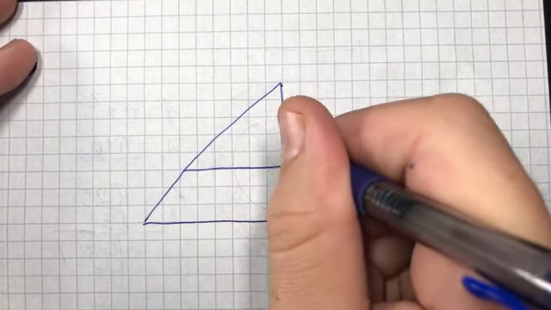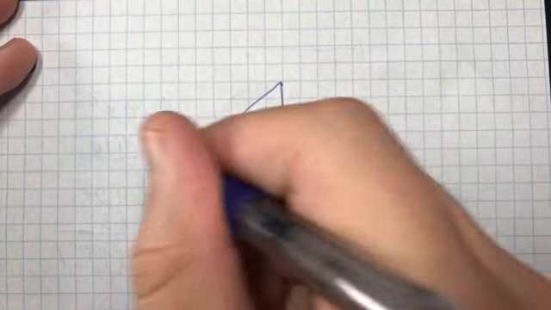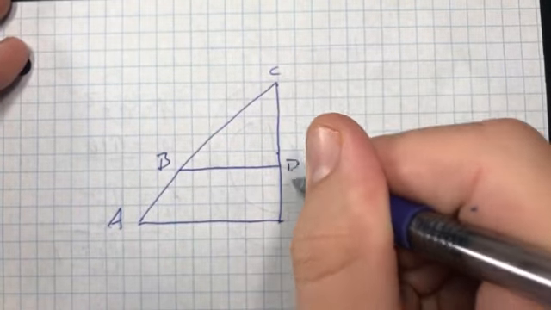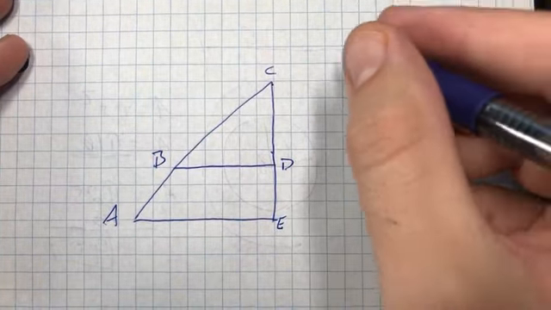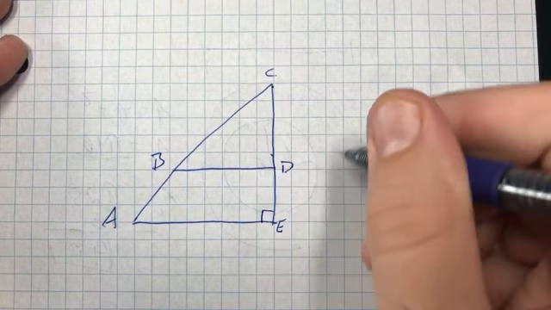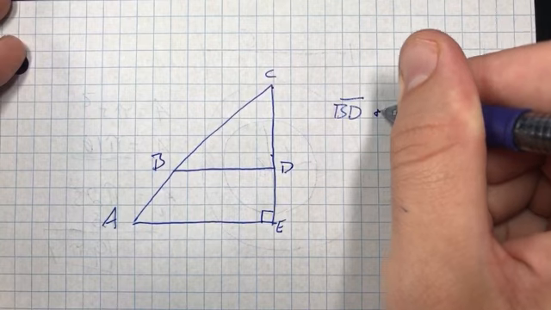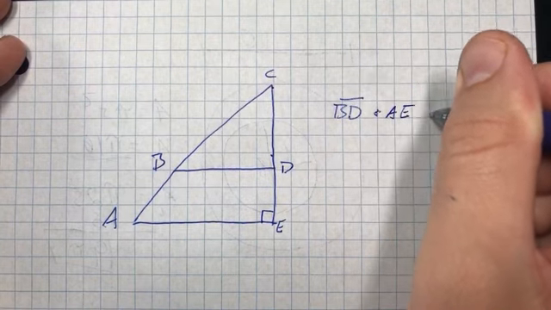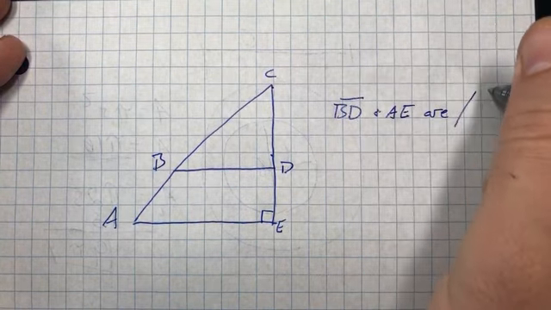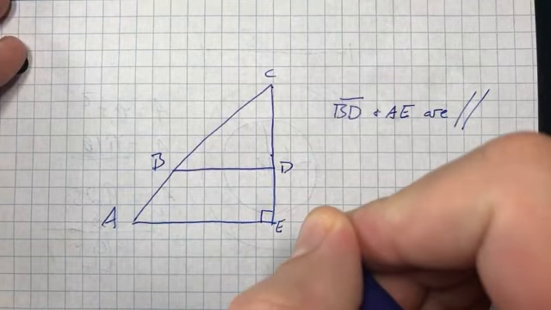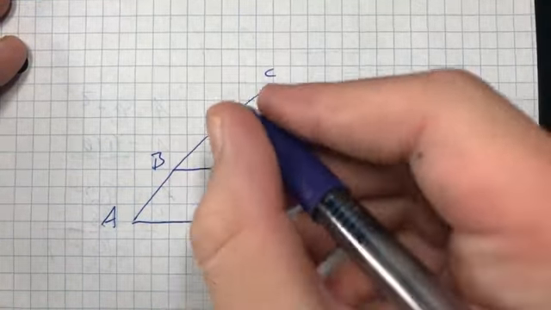Oh man, that's supposed to be a triangle, guys. Chill. So let's see here. This could be.